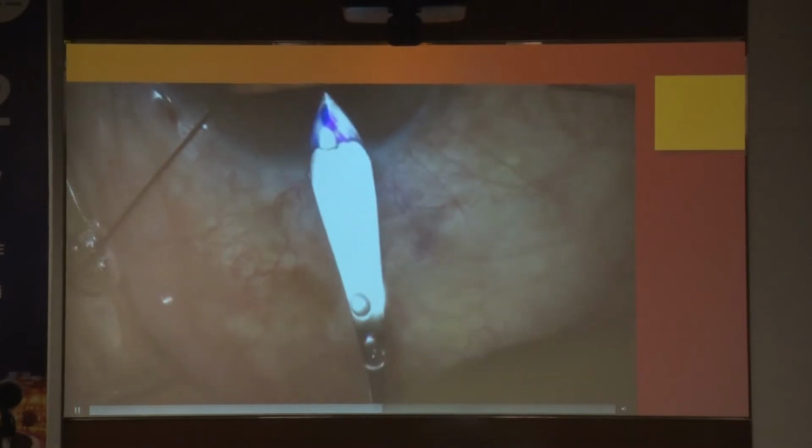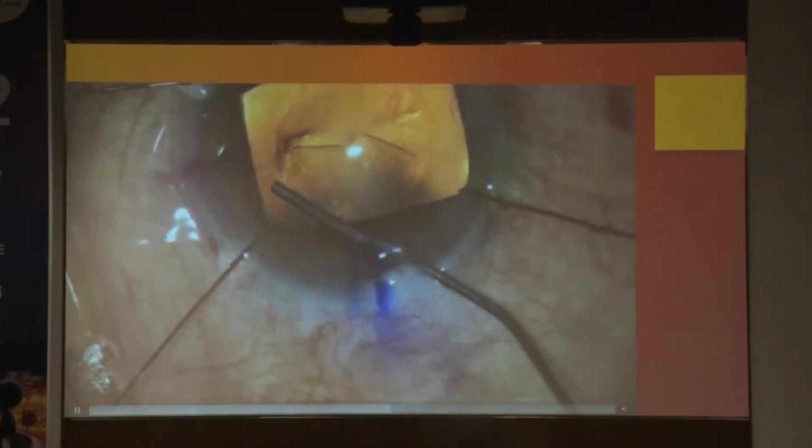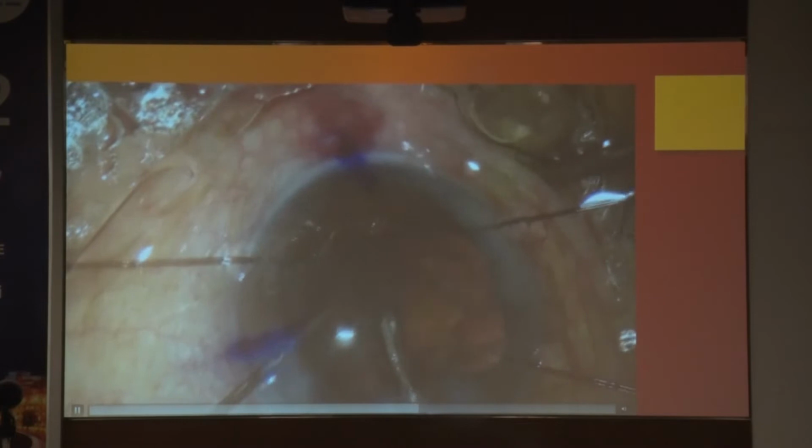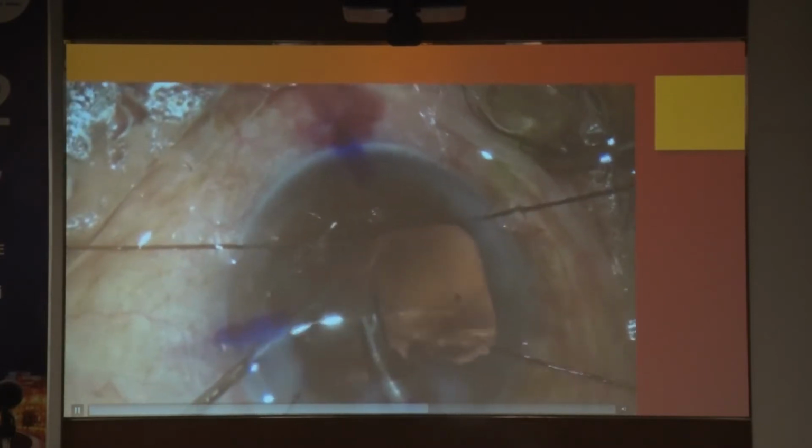And then go through the main incision, go with a 2.2 millimeter incision, a minimum amount of hydrodissection, and that is enough. You don't need too much. Make sure that you rotate it well. And then, of course, you proceed like a routine phaco.